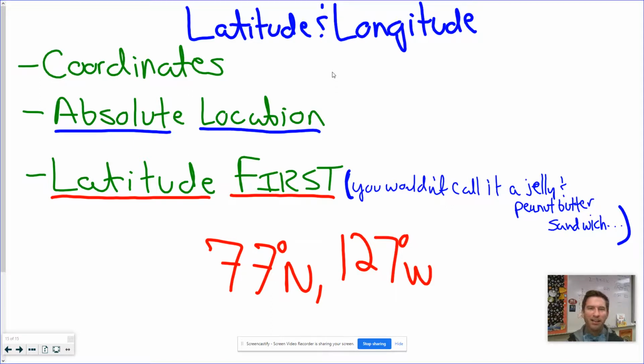After all, you wouldn't call it a jelly and peanut butter sandwich. That's just weird. It's a PB&J, not a J and PB.